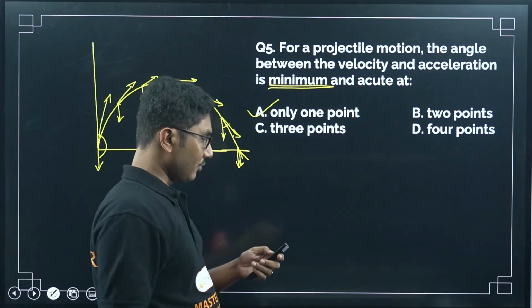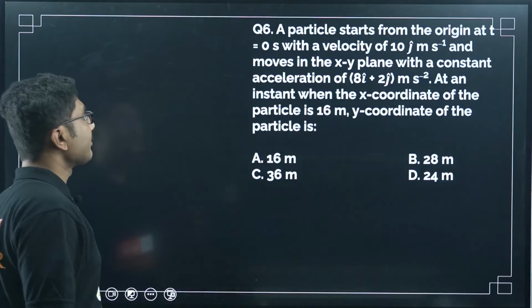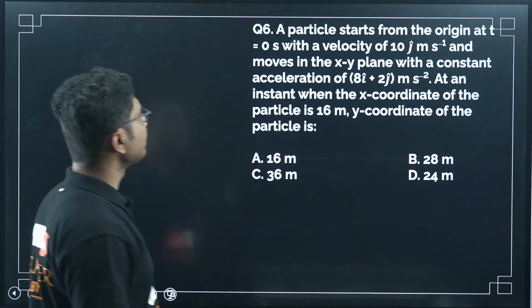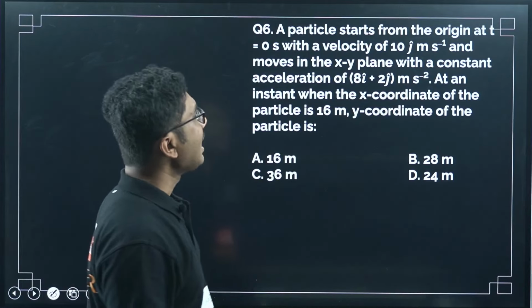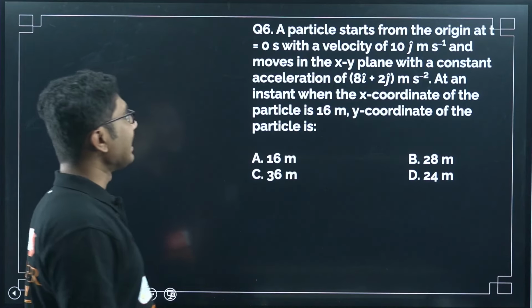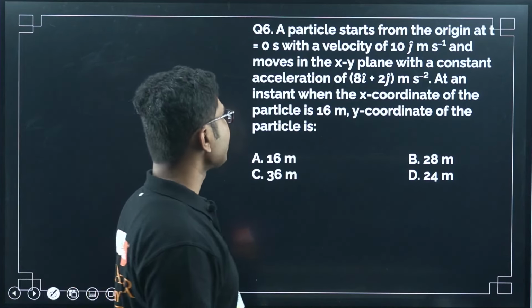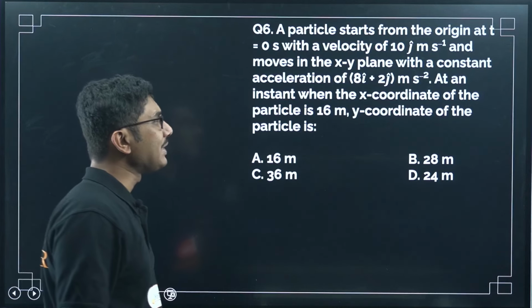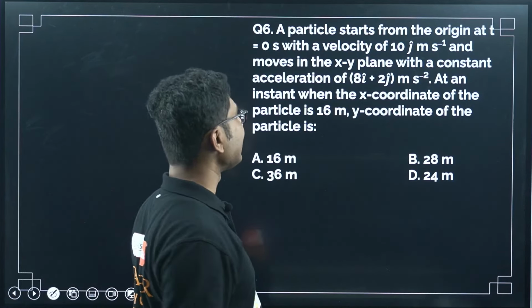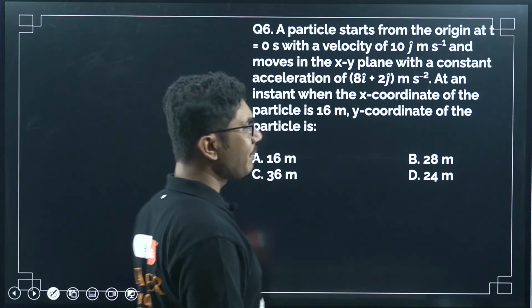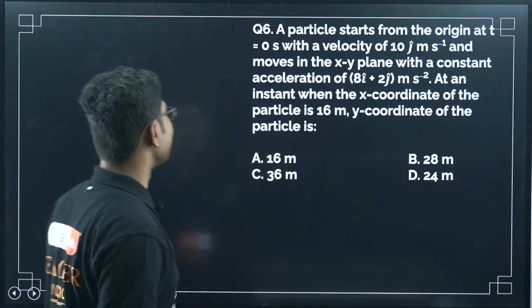That you have to be careful about. Okay, now let's move on to the next question. A particle starts from origin at t equals 0 second with the velocity of 10 j meter per second and moves in the xy plane with the constant acceleration of 8 i cap plus 2 j cap meter per second square. At an instant when the x coordinate of the particle is 16 meter, the y coordinate of the particle is. So this is a mixed concept question.